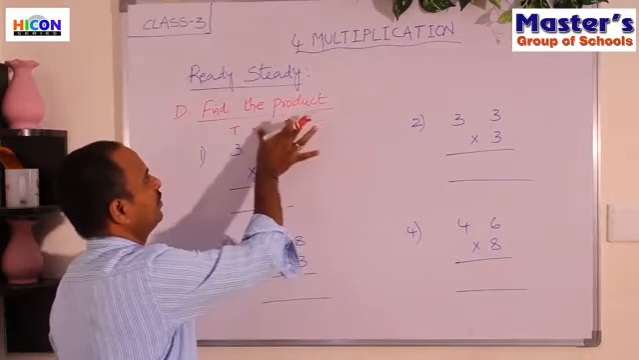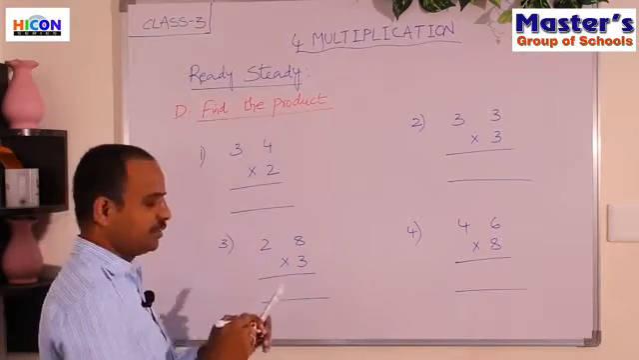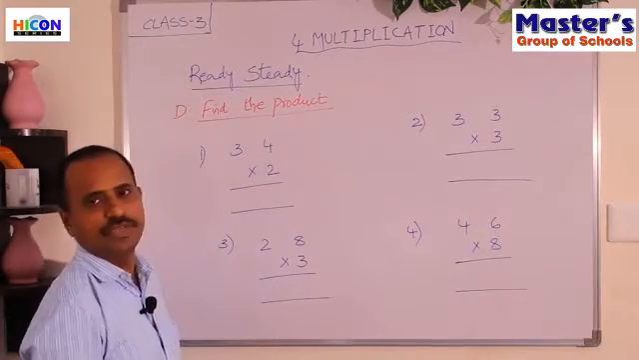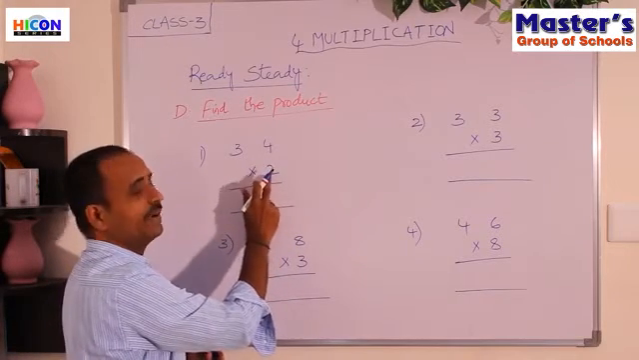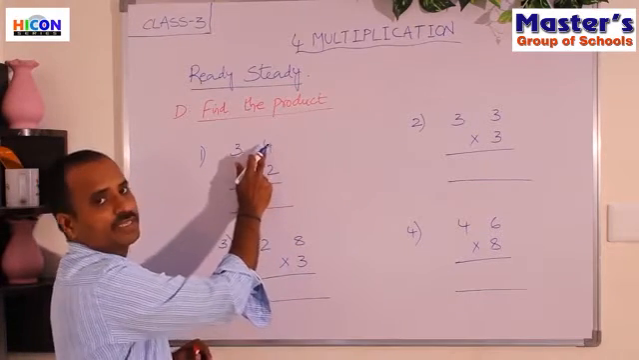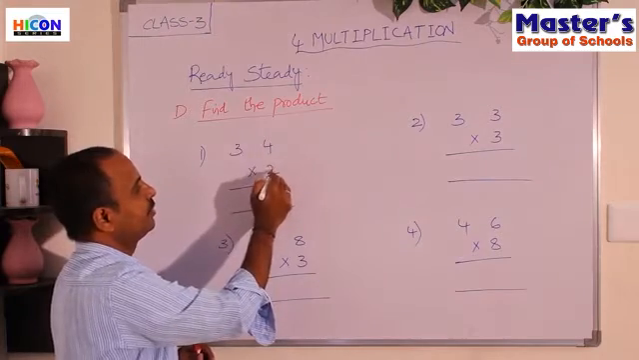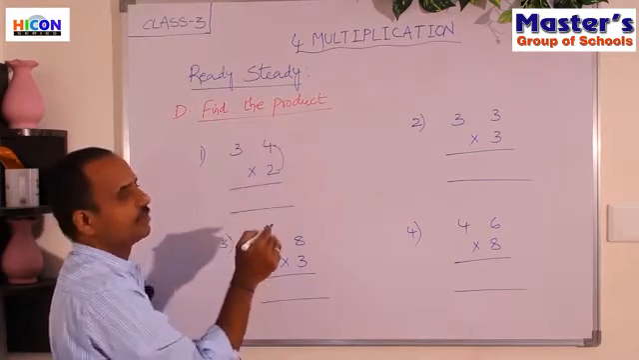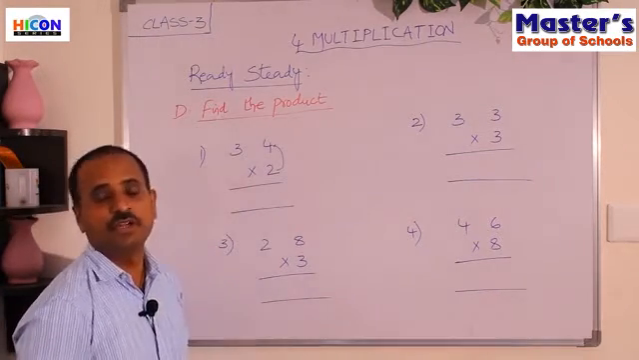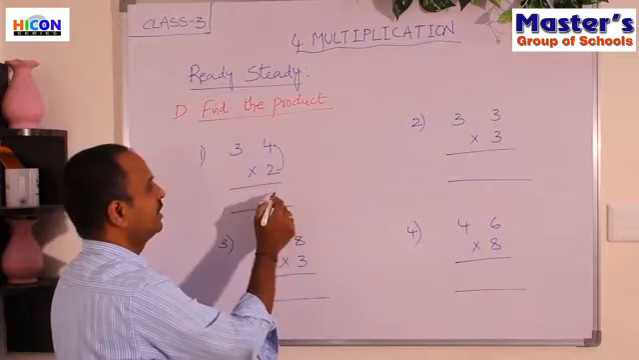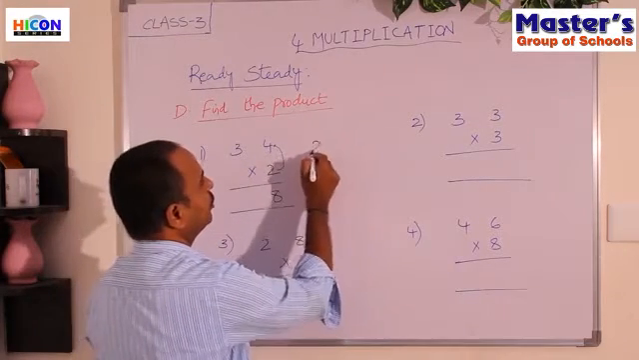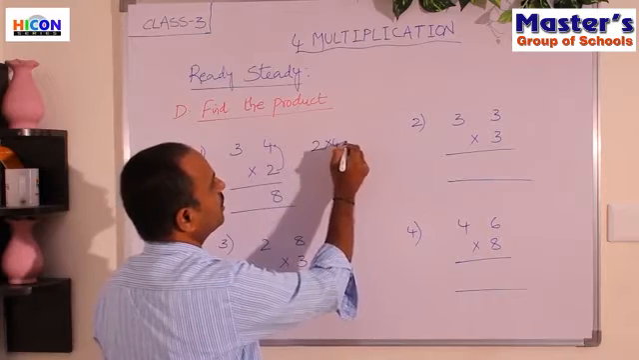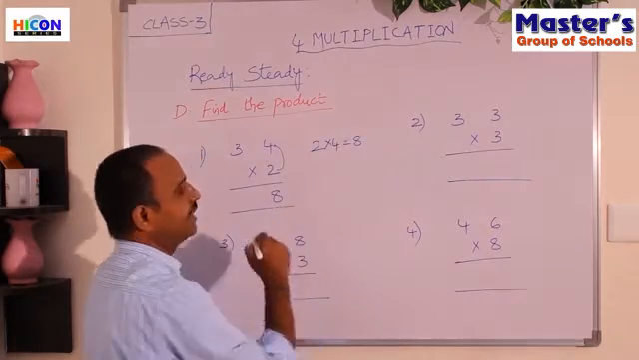So children, remember the places. Start the multiplication with the ones place. First multiply the given digit with the ones place digit. So multiply 2 with 4. 2 4s are how much? 8. So first multiply 2 with 4. 2 4s are 8. So write 8 here.